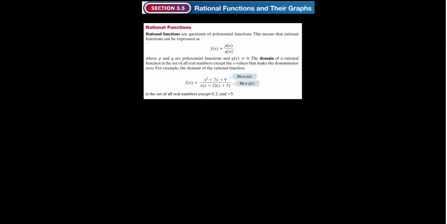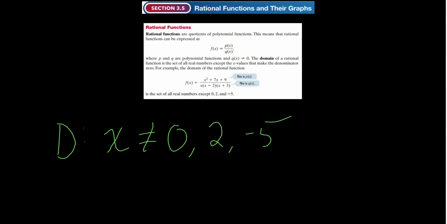So for this particular example, the domain is going to be every single number that you can possibly think of, except it cannot be 0, 2, or -5. It can be every other number that you can possibly think of in the whole wide universe, except 0, 2, and -5. Okay, so that's the presence of the domain. Hopefully that helps. I don't know.